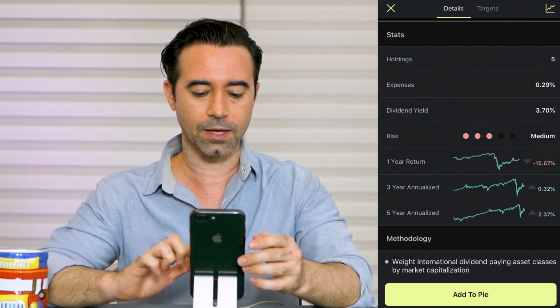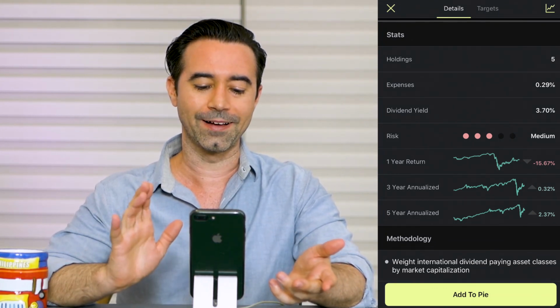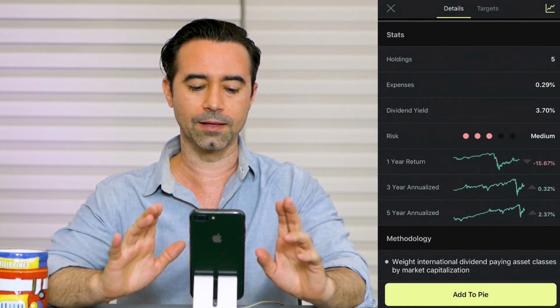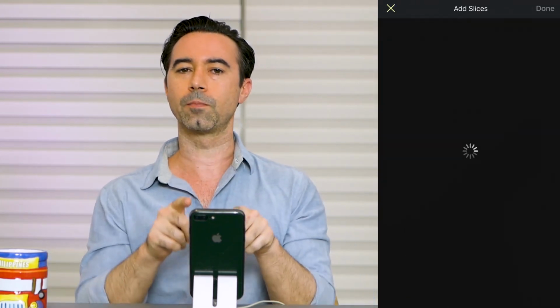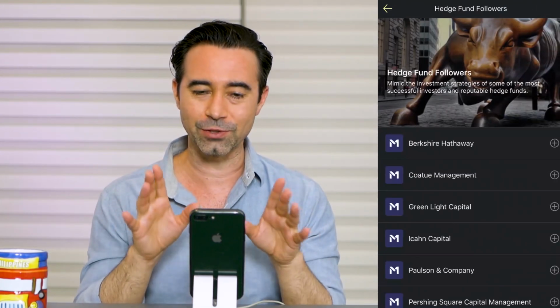So next up, hedge fund followers. A lot of people love this part, and this is good, but there are some drawbacks I want to make sure that you understand.